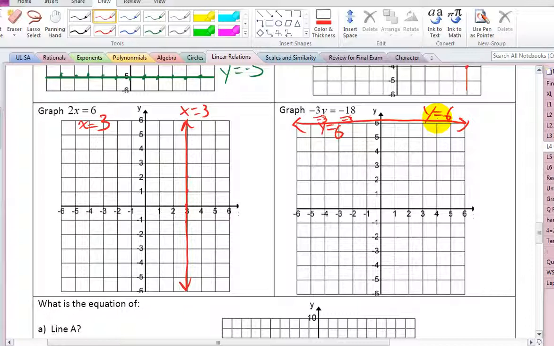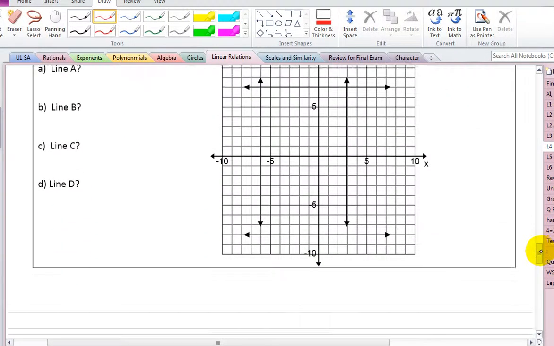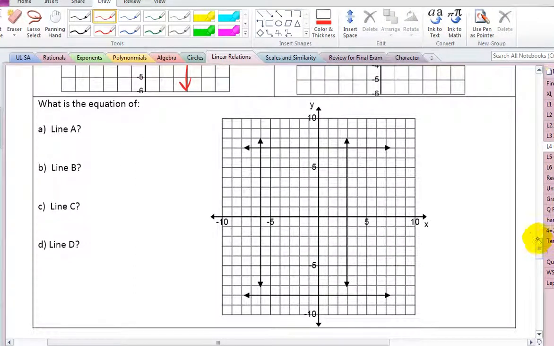Any questions? So now we're going to reverse it. Let's see if you really know what you're doing. Here's some lines. We will say this is line A. This here is line B. This is line C. And this last one is line D. Now you make the equations. Go.